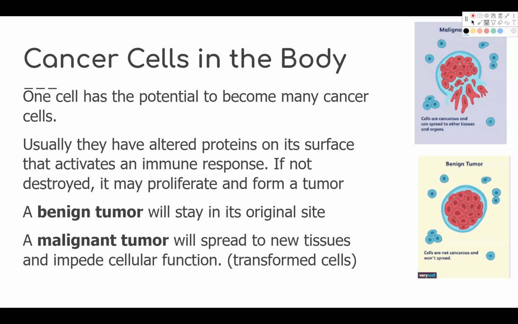If something changes on the outside of a cell, our immune system is very good at saying, hey, that's not us. That's not supposed to be here. Let's destroy it. If that immune response doesn't happen or doesn't succeed, it can proliferate and form a tumor.